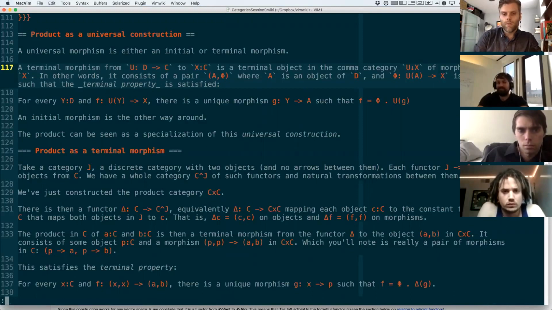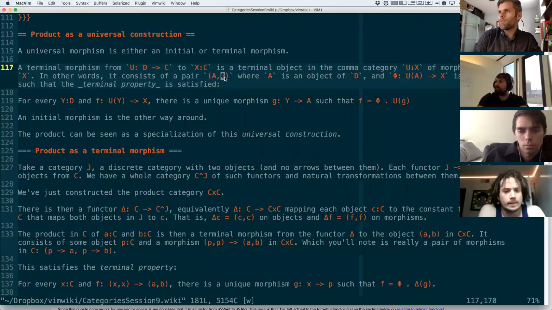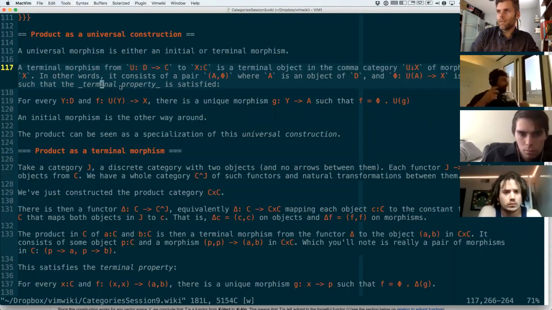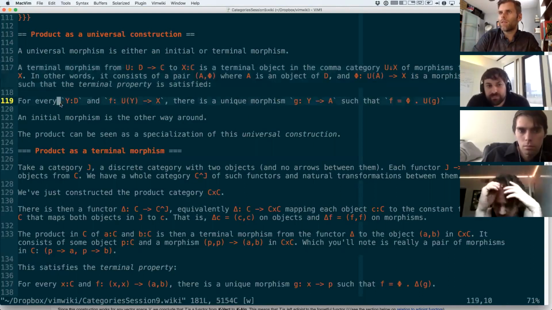Each such morphism consists of a pair: A, where A is an object of D, and a morphism phi. Am I saying that right? Phi? I think so. And that one goes from U of A to X, and that's a morphism in our category C. And it has to make that diagram we just looked at commute, which means that this, what's called a terminal property, or more generally a universal property, is satisfied.